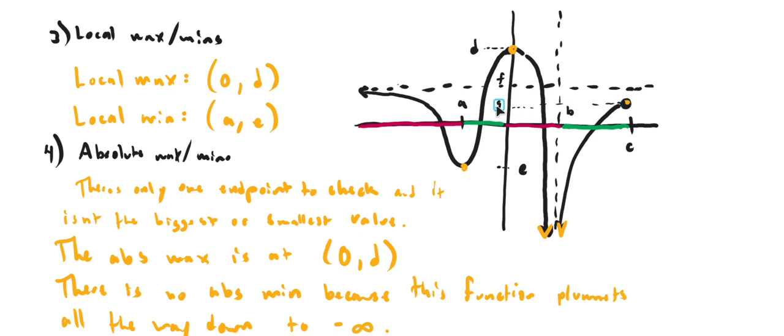That's not a highest or lowest value. Right here, we can see the low values are kind of swallowed up because this thing is going down towards negative infinity. So there is no lowest value, right? It goes down to negative infinity. It gets more negative than any negative number. So it has no lower bound. It has no absolute minima, but it does have an absolute max. And that corresponds to this local max, where it reaches its highest possible value at (0, d).